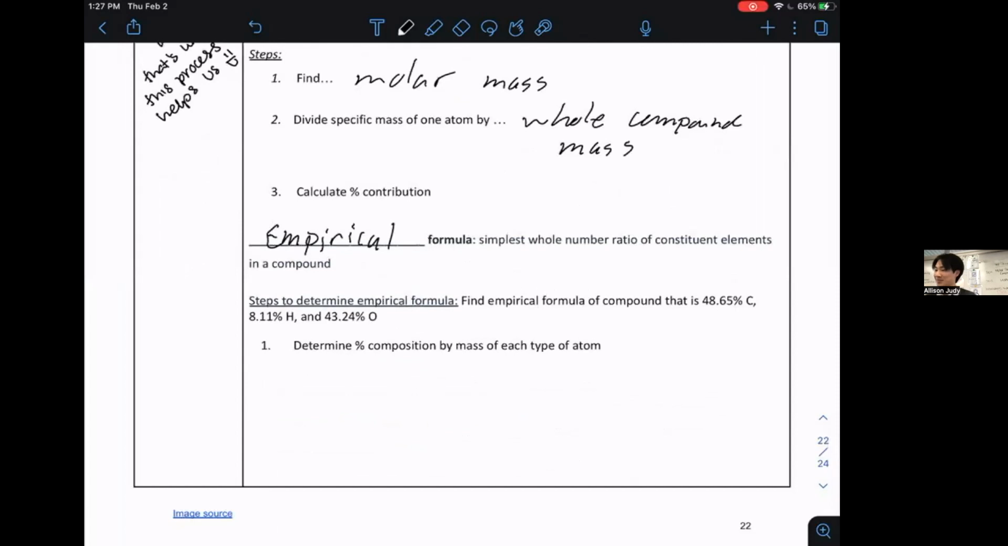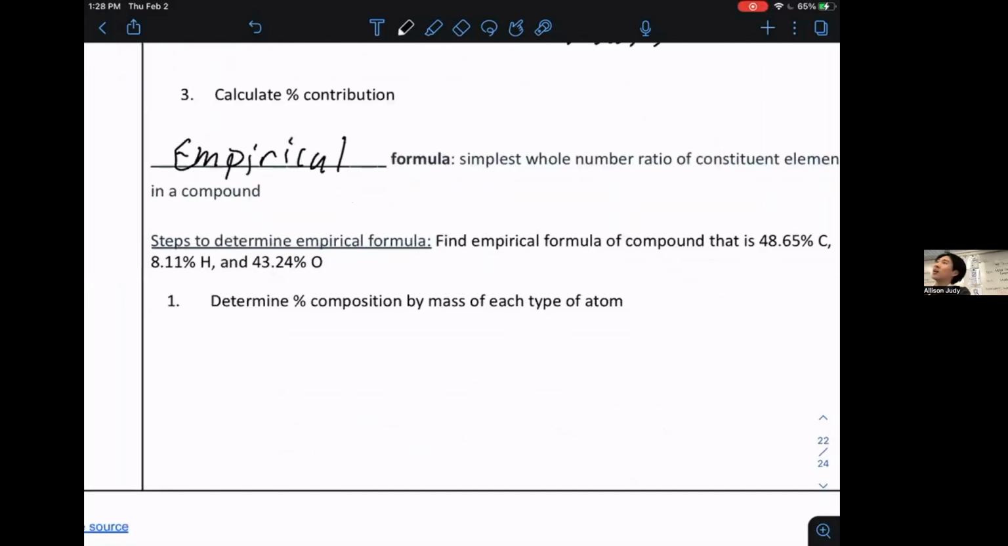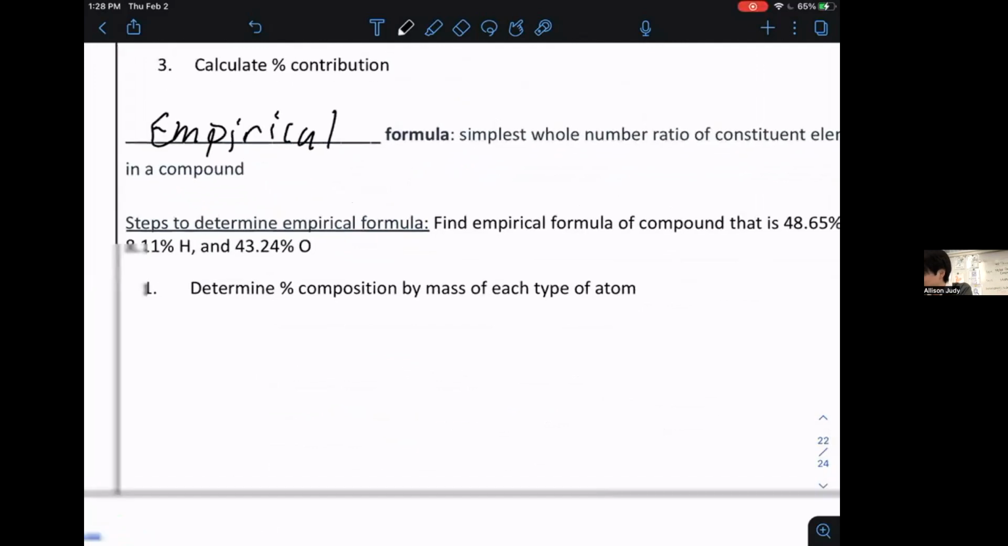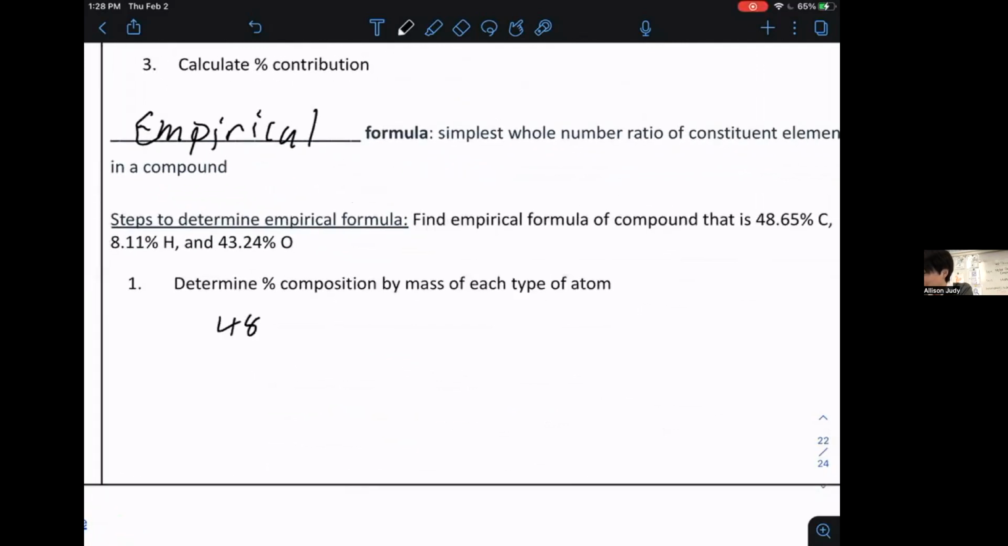So, example problem. Find the empirical formula of a compound that is 48.65% carbon, 8.11% hydrogen, and 43.2% oxygen. When they give us these percentages, as long as we have the correct ratio, it doesn't matter how much of the thing we say it has. So we can just say it has 100 grams because it's an easy number. So that's 48.65 grams of carbon, 8.11 grams of hydrogen, and 43.2 grams of oxygen.